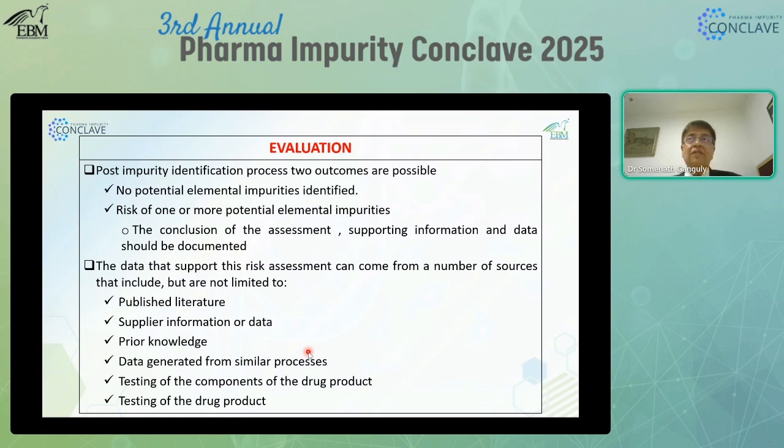Once again, many a time I have seen that we have made mistakes, or the reports have been inadequate. I am not sure mistakes is the right word. So you should prepare the risk assessment from published literature and supplier information. For formulation, also prior knowledge and excipient data generated from other similar processes. You should give all types of information in the risk assessment report to make it a very solid report. Otherwise, you may get off-and-on unnecessary queries, and again you have to do some more work.